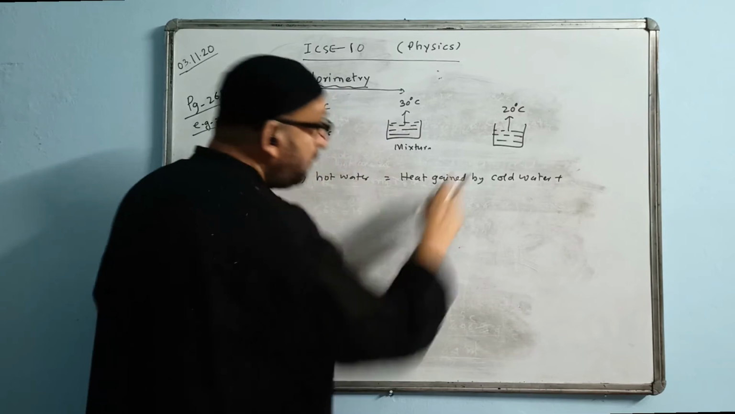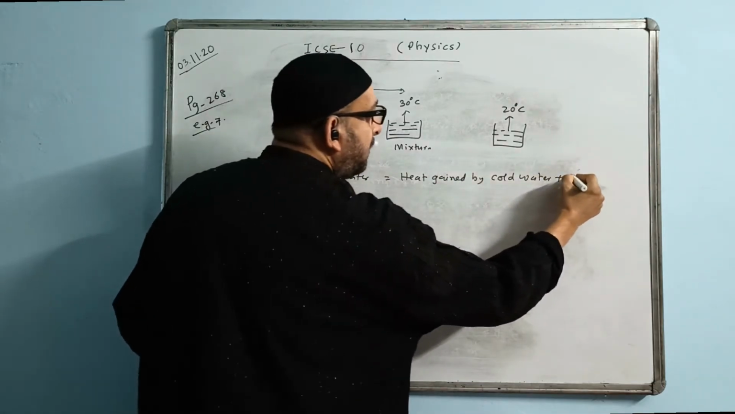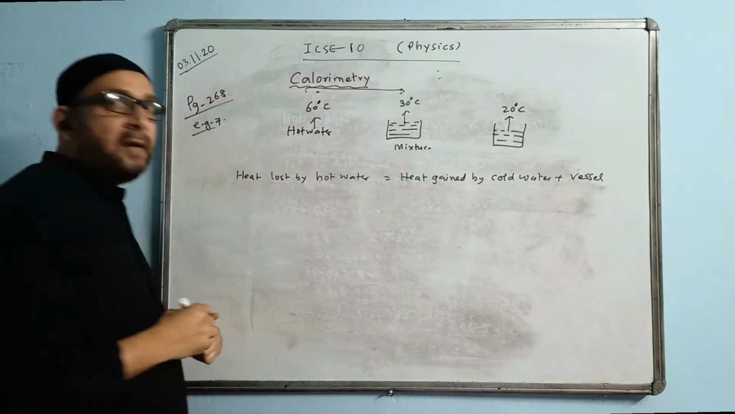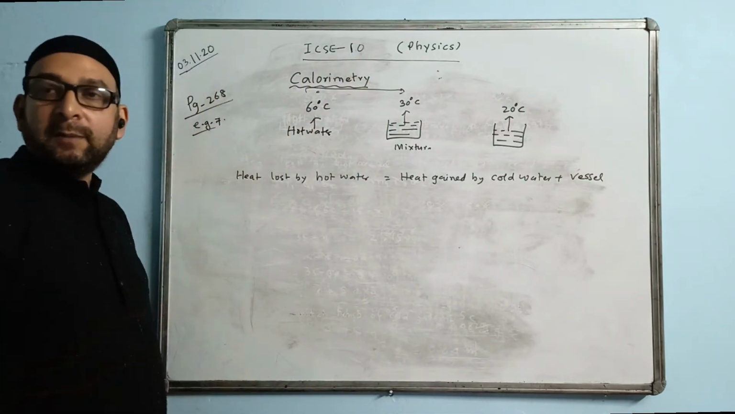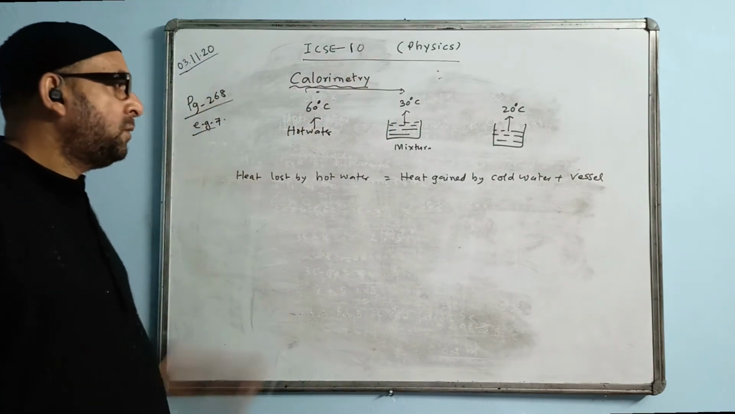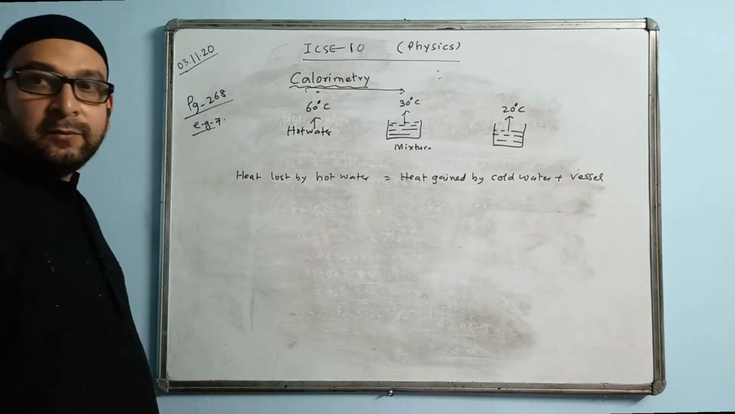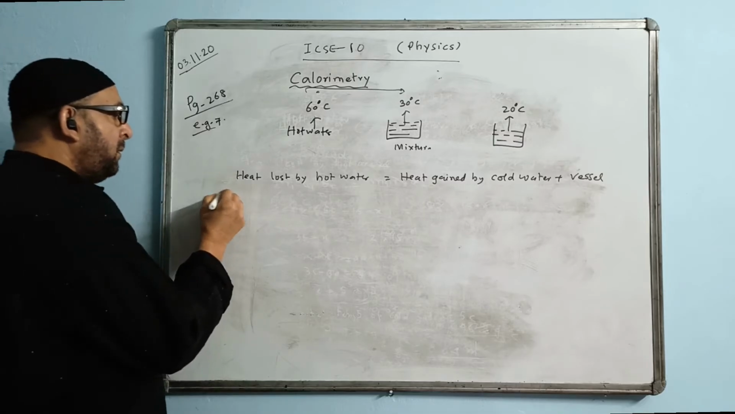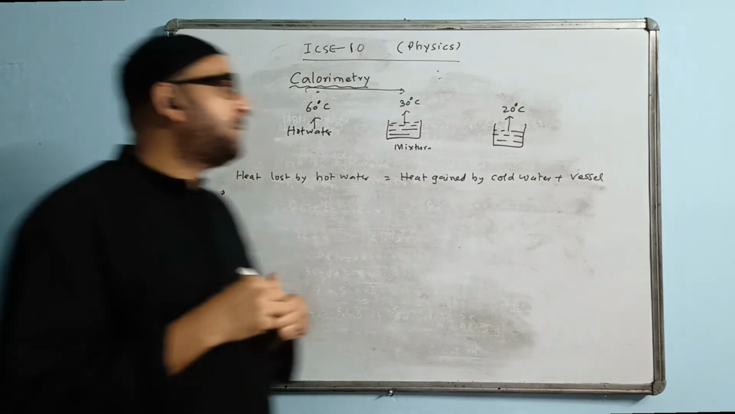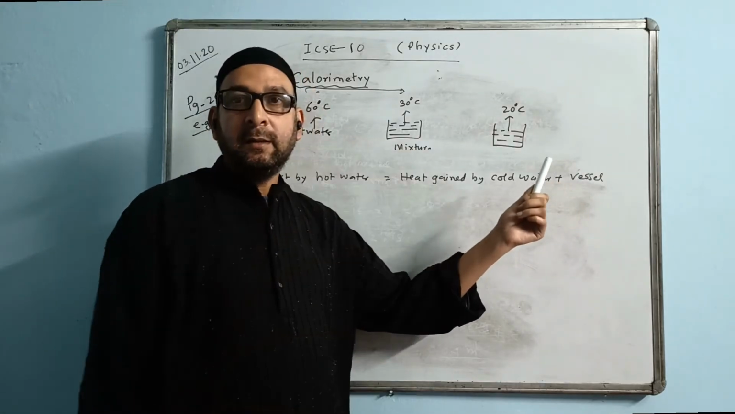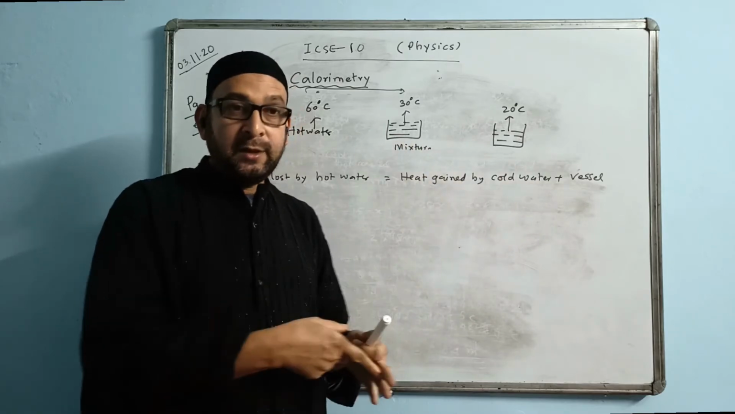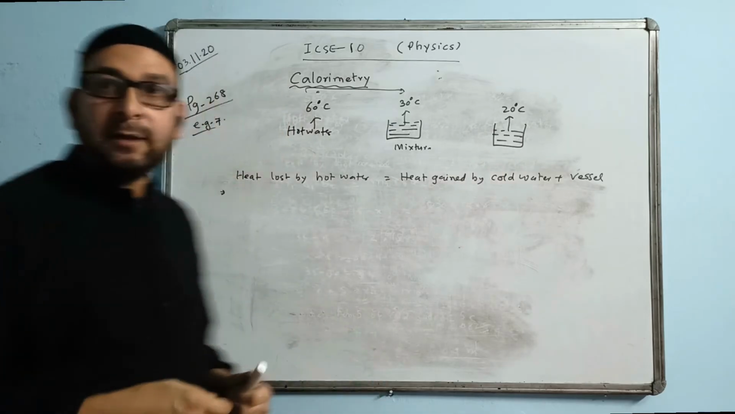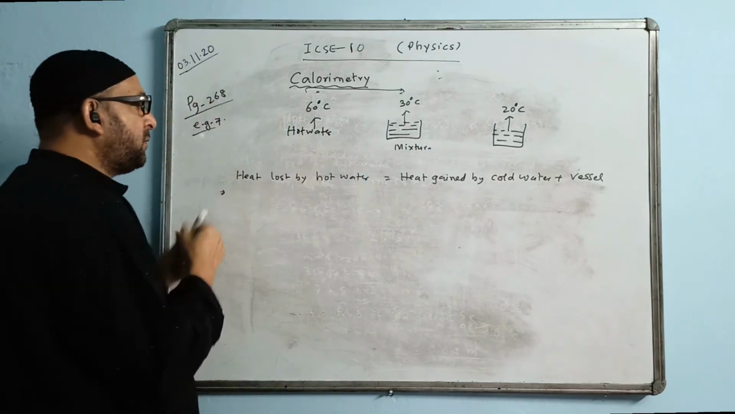plus heat gained by the vessel. The vessel can be called a calorimeter also. We mention the vessel because the vessel also will get heated up. If the question says neglect the heat absorbed by the vessel, then we will neglect it. But here we will not neglect it, because the question is asking to find the thermal capacity or heat capacity of the vessel. So we have to consider the vessel also.